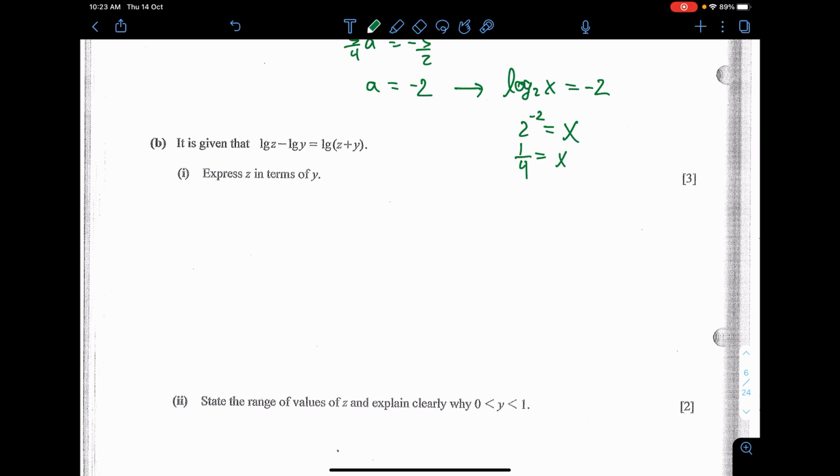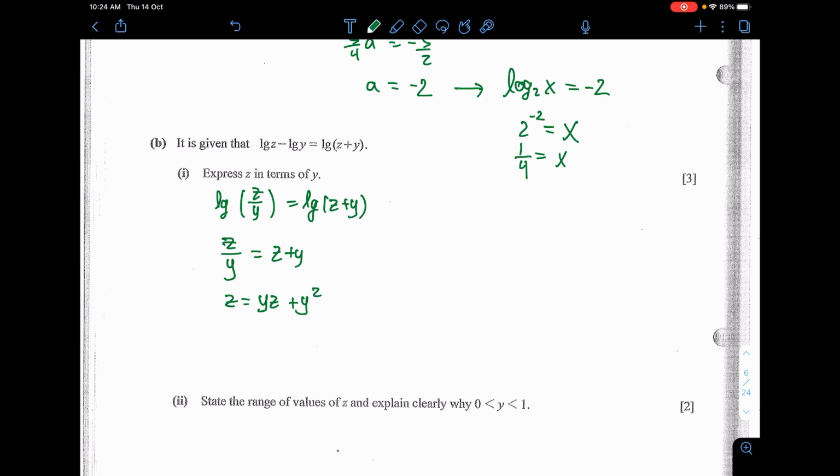It's given that log of this equals to that. Express z in terms of y. On the left hand side, if I combine the two logarithms, I will get log of z over y. Now since both sides are logarithm, I can just tell them that by direct comparison, z over y equals z plus by y. They want to express z in terms of y. From here onwards, you just do algebra manipulation, making the subject.